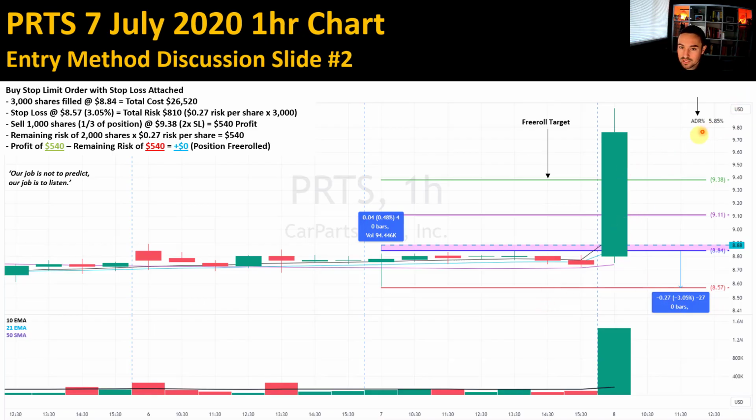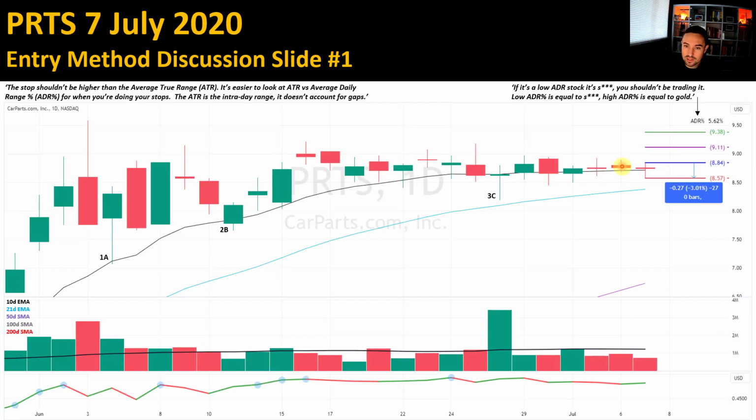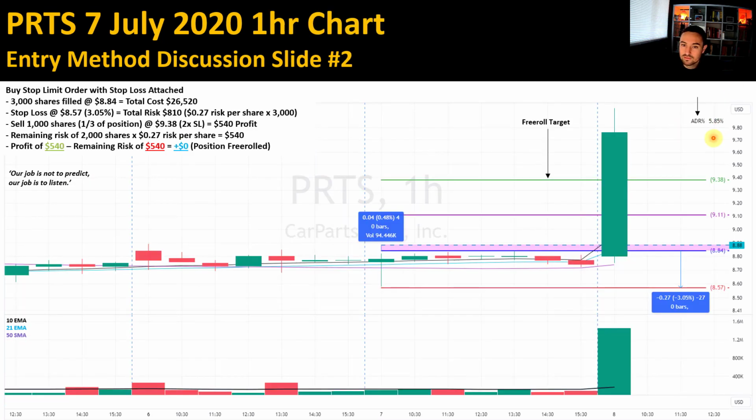Now the ADR has jumped a little bit because now we get this wide range bar, which then adds to the ADR percentage. So it goes from 5.62 to 5.85. You can see how the ADR moves when you get more information coming through. So I'm then looking to buy it within this pink zone. So I use a buy stop limit order, which basically means if price trades through $8.84, okay, I then want to get filled no higher than $8.88. That's the limit part of the trade.